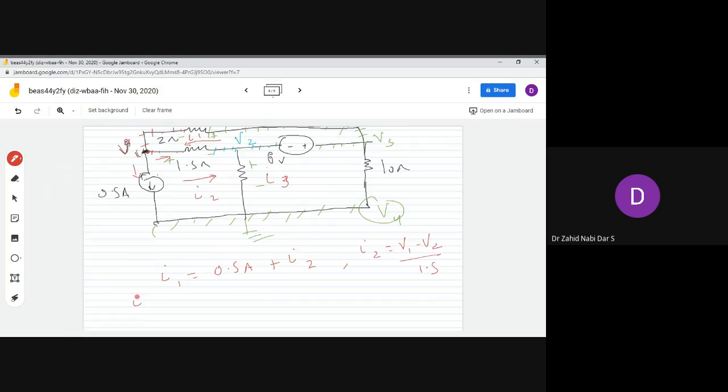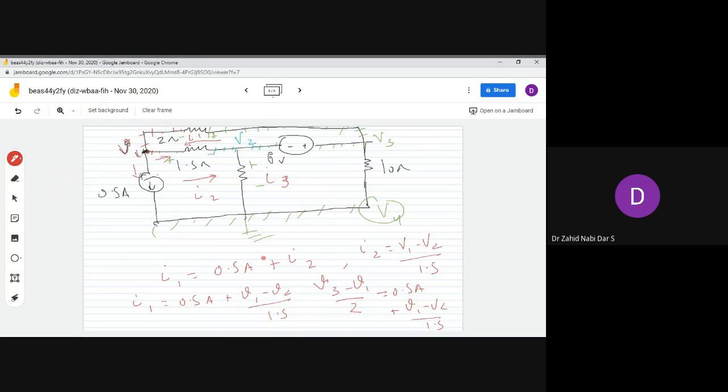So I can normally write my I1 value is equal to 0.5 ampere plus (V1 minus V2) by 1.5. I1 also I can write as (V3 minus V1) divided by 2. So those values also we can write. So here, if you have to write down I1, it would be I1 equal to (V3 minus V1) divided by 2, equal to 0.5 amps plus (V1 minus V2) by 1.5. Okay, so you have noted this. Very good. So let's suppose that I have explained you the circuit.